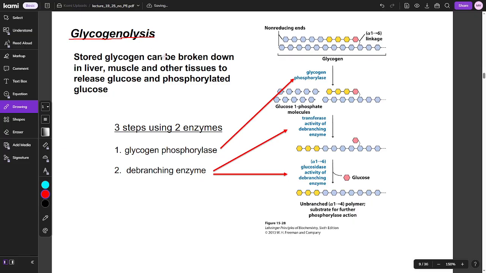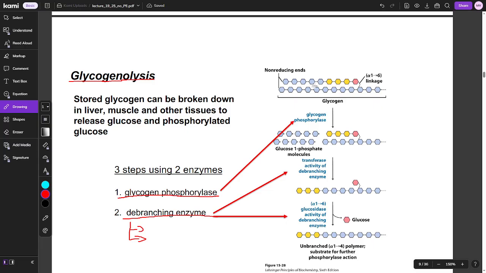And we've got two different enzymes being used: glycogen phosphorylase and debranching enzyme. And debranching enzyme actually has two different functions. It's got a transferase function, if I'm not mistaken, and it's got a glucosidase function. We'll talk about those later.